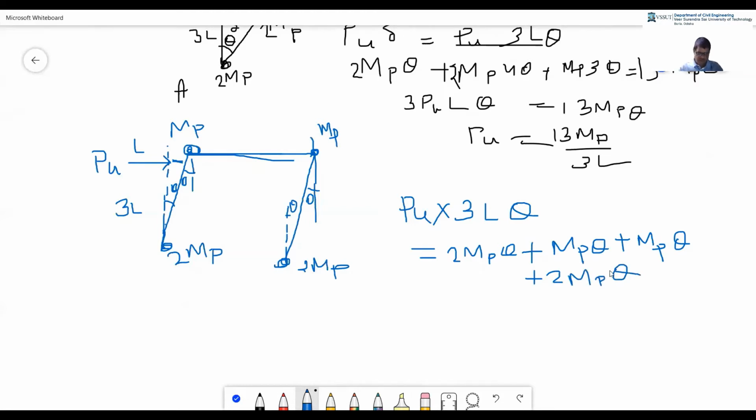So now what is the value coming? 2, 2, 4, 2, 4, 4, 6. So this becomes 6 MP theta. So theta theta cancel. So PU becomes equal to 6 MP by L. This will be around 3 by 14, which means 4.33 MP by L.